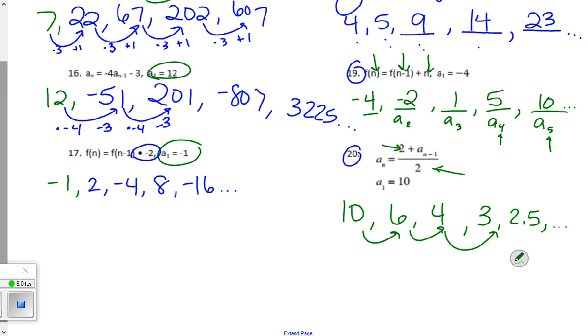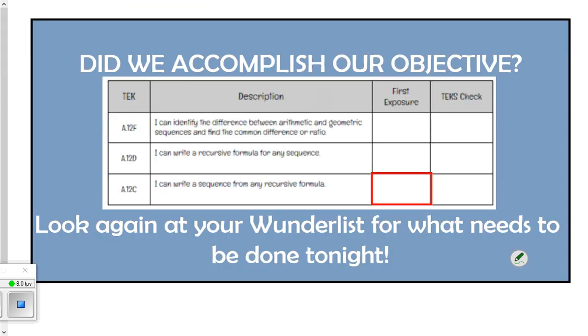Most of them will be a little bit more straightforward. So, if you haven't already, color in your checklist. We have now learned all 3 things. You've been exposed to all 3. So this I can statement said I can write a sequence from any formula. So if you think you can read a formula and create the first 5 terms, color this thing in, hopefully with a big old green or maybe at least a yellow.